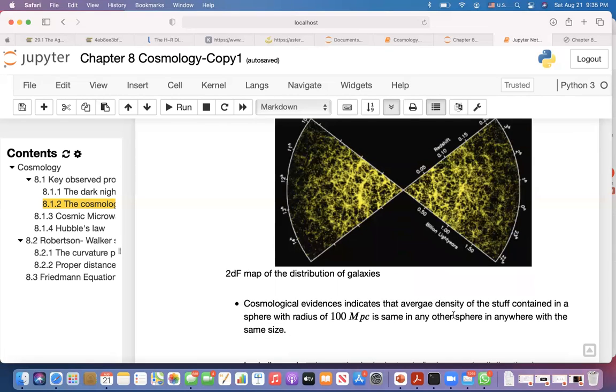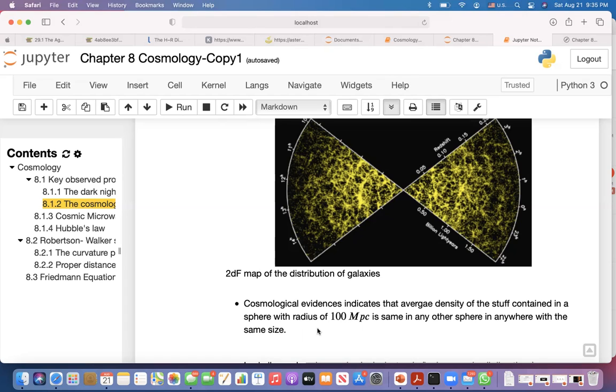According to the cosmological evidence, this is an example of what galaxy surveys are and what advantage you get from them to understand that our universe is homogeneous and isotropic, right? This is a very nice example for that. The average density of the stuff contained in a sphere with radius of 100 megaparsecs is the same in any other sphere of the same size, anywhere.